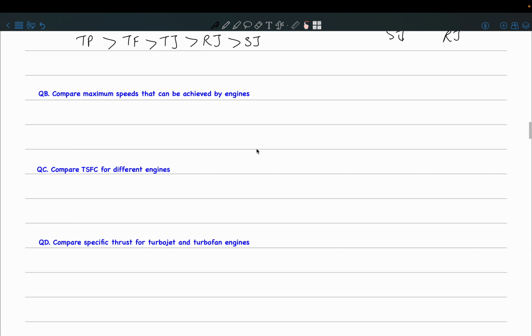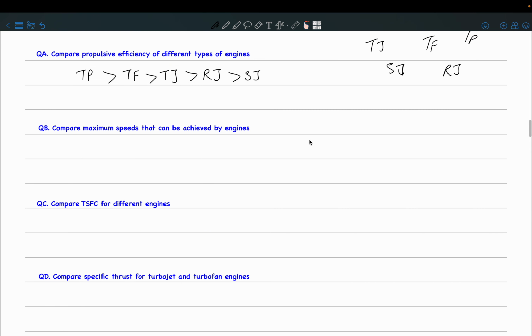Okay, so the next question is: compare the maximum speeds that can be achieved by these engines. We know scramjet flies at very high Mach numbers, almost more than 5, right? And for ramjet, the Mach numbers are somewhere between 1 and 4 actually. Then we have turbojet, and then turbofan, and then turboprop. So what is the reason why turboprop engines cannot fly at very high speeds?